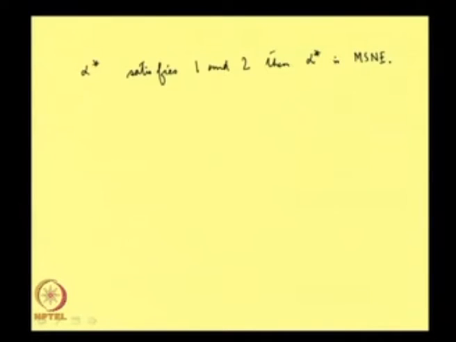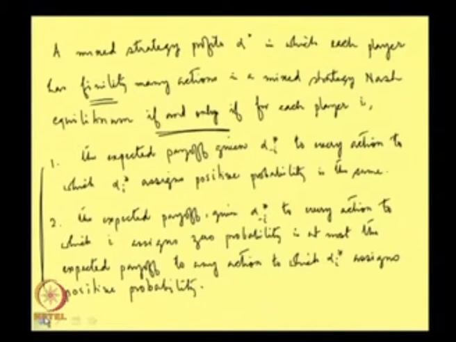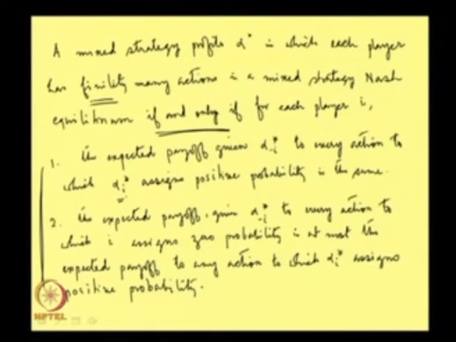The reason is the following: if alpha star satisfies 1 and 2, which basically means what? For each player, let us take any player I, the expected payoff to the actions to which alpha I star assigns positive probability are the same, and for the actions to which alpha I star does not assign positive probability, the expected payoff is less, never more.